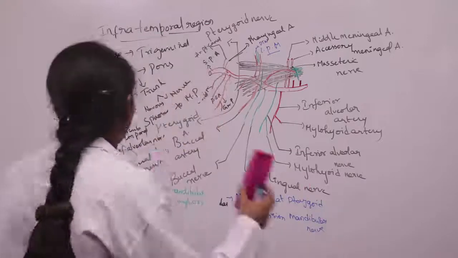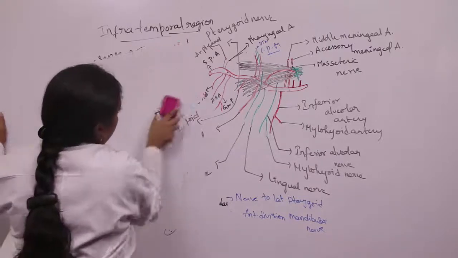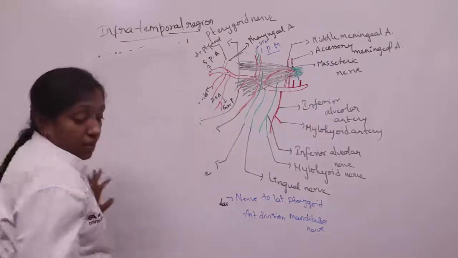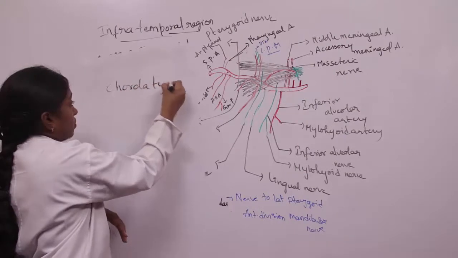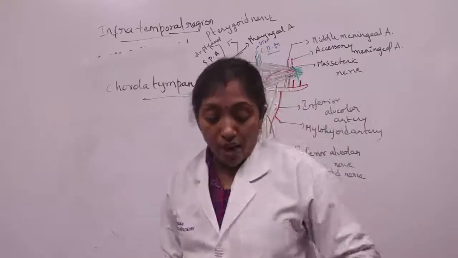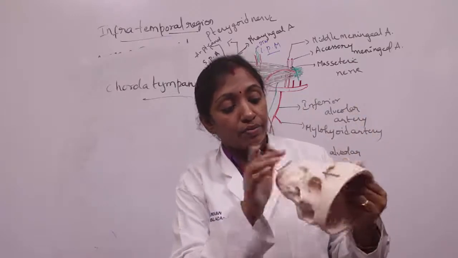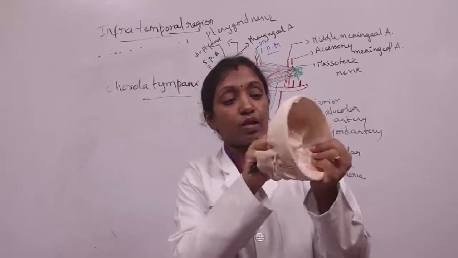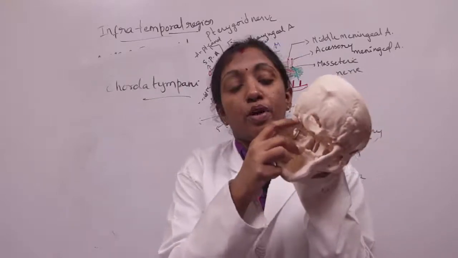And coming to the other contents of the infratemporal fossa, we have chorda tympani nerve. We know that it is a branch of the facial nerve. The chorda tympani nerve arises from the facial nerve 6 mm above the stylomastoid foramen. The stylomastoid foramen is present between the styloid process and the mastoid bone.